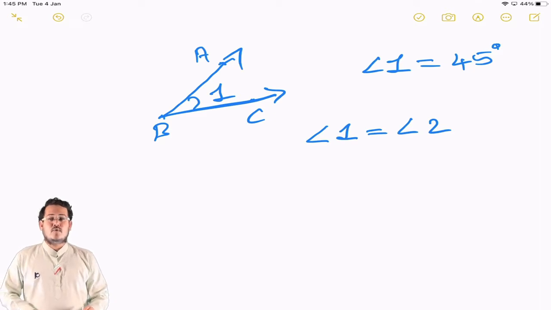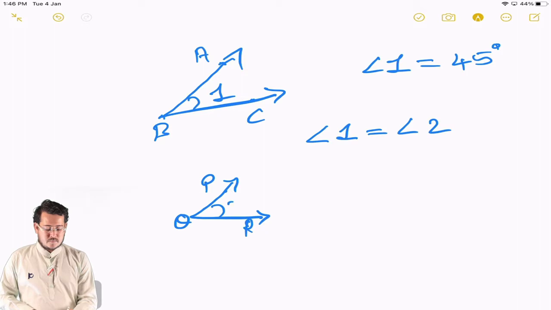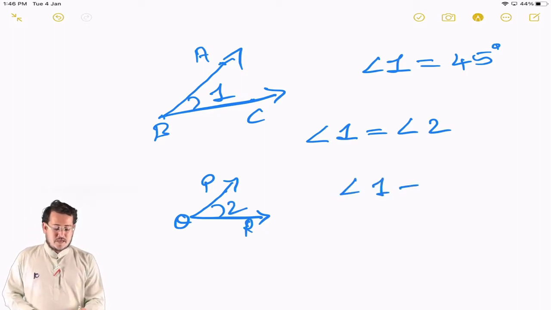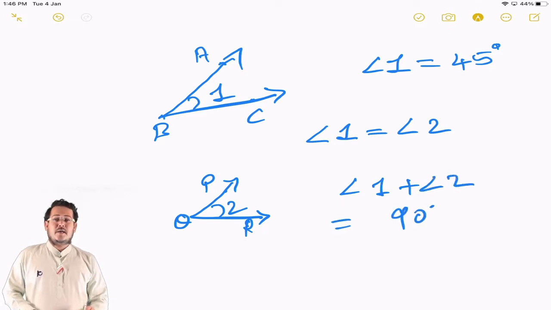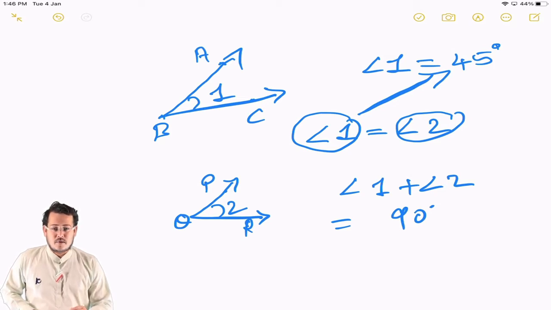Because, as we know, two complementary angles. So if I draw the second figure, angle P, Q, R. Angle 1 plus angle 2 should be 90 degrees. And if the measurement of angle 1 is 45 degrees, then obviously the second angle will also be 45, because 45 plus 45 is 90 degrees, and that is a complementary angle.